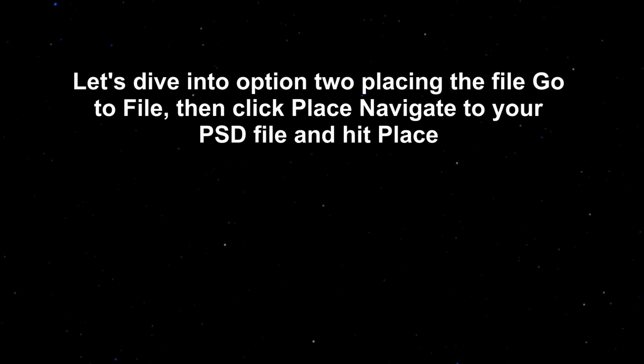Let's dive into option two, placing the file. Go to File, then click Place. Navigate to your PSD file and hit Place. Now, click on the artboard to set the file's placement and size, just like placing any image. Just like before, you'll see the Photoshop content. You can scale, rotate, and position it as needed.